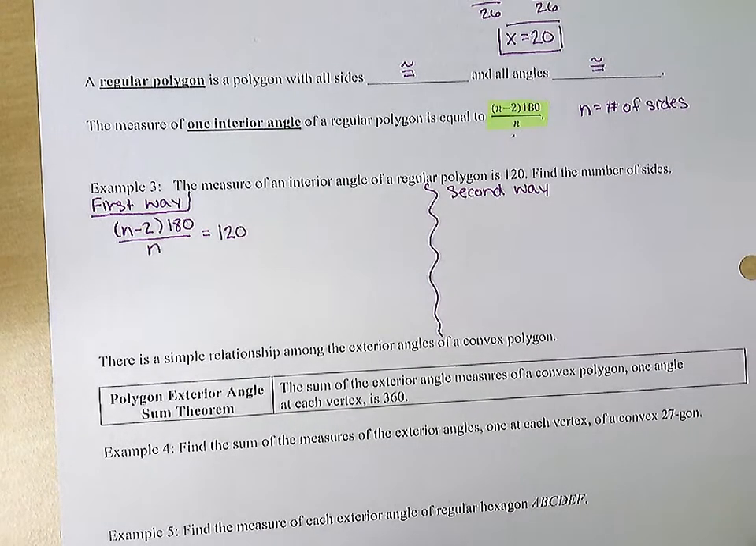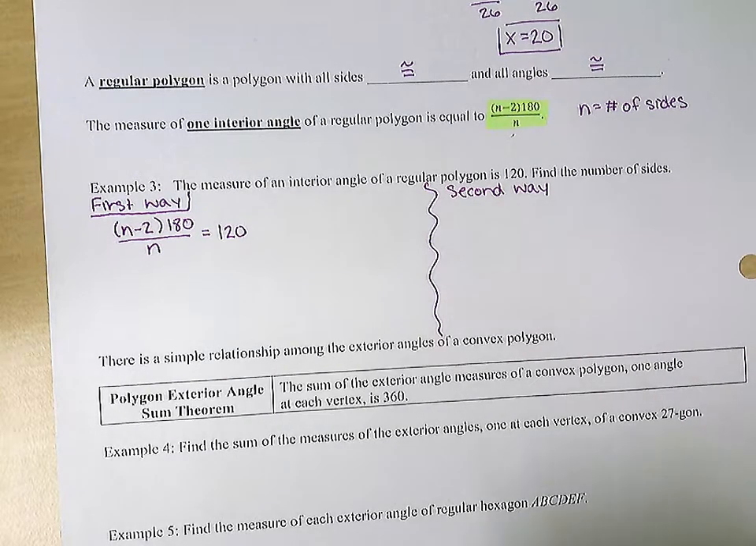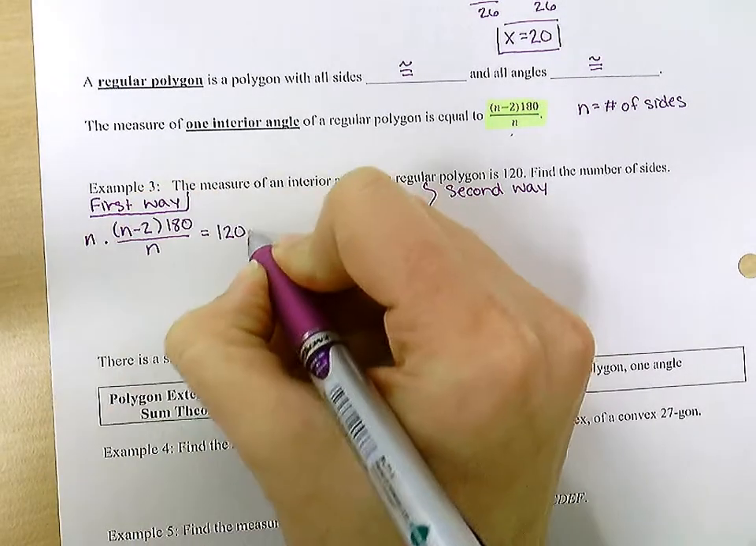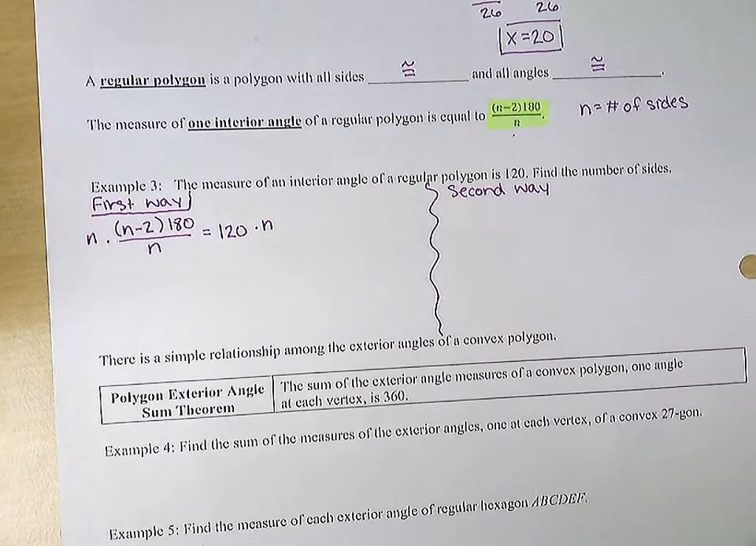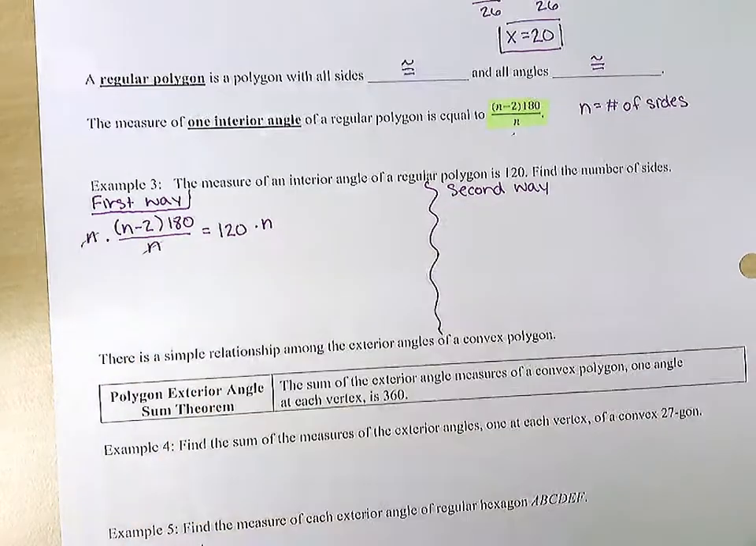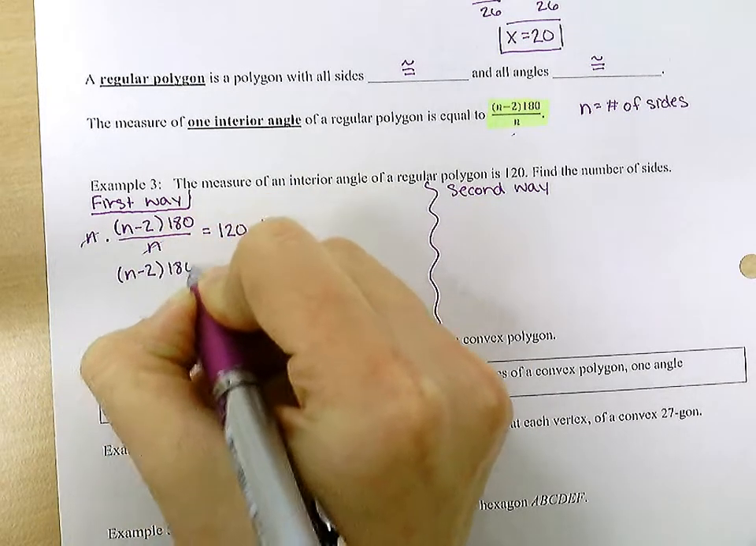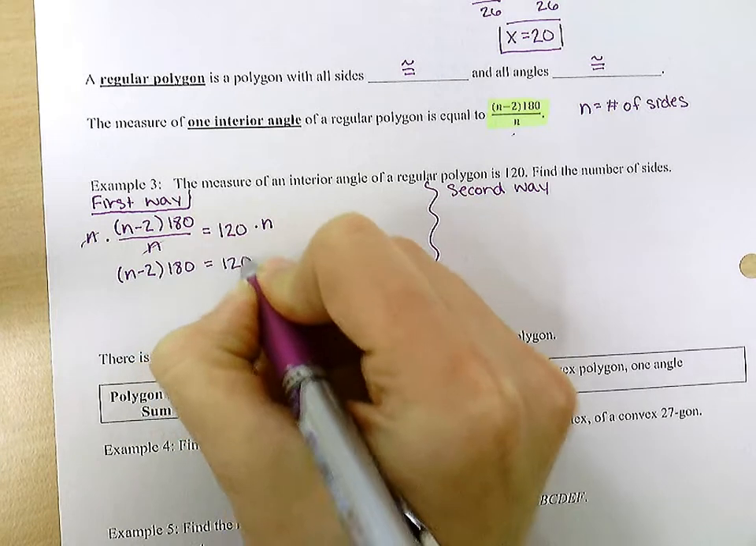From here, I need to solve for n. So the first step in doing that is getting that n out of the denominator. To get n out of the denominator, you're going to multiply both sides. That way it cancels on the left. So we have n minus 2 times 180 is equal to 120n.